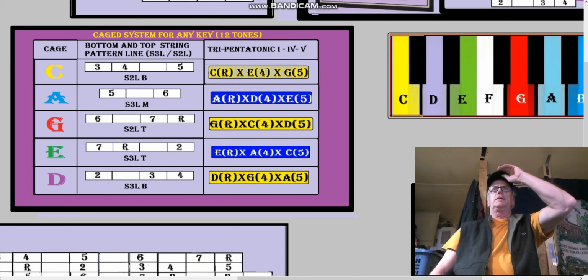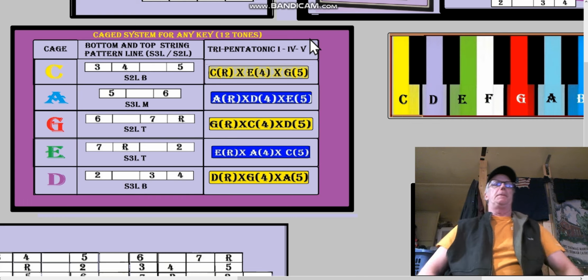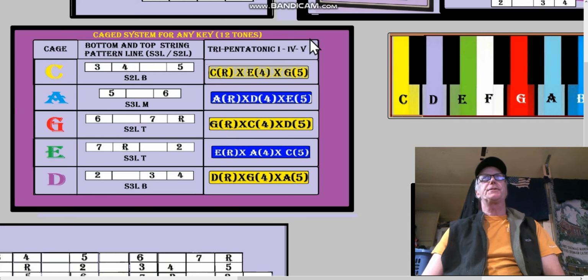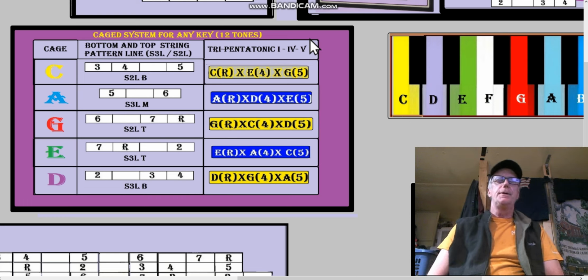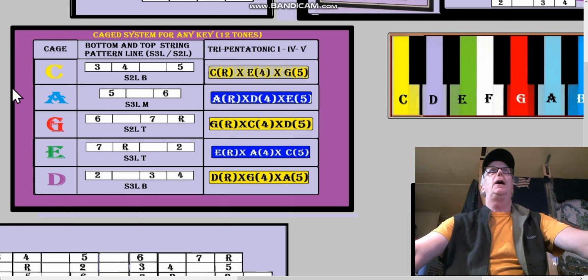Okay, we're looking at the CAGED system for any key, 12 tones. That's a mighty bold statement there, partner. What are you talking about? 12 tones. I only see 5 keys here: C, A, G, E, D. Well, guess what? There's only 5 shapes, but there's 12 keys.